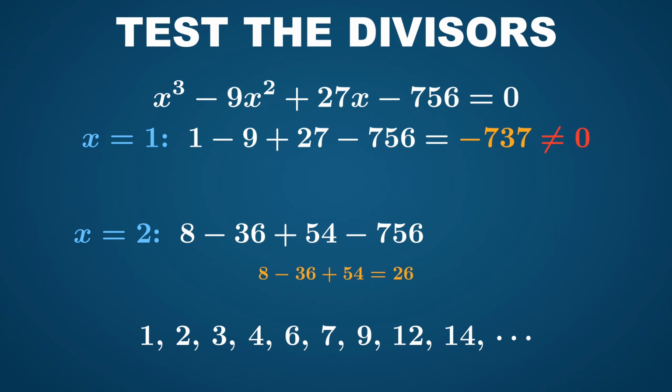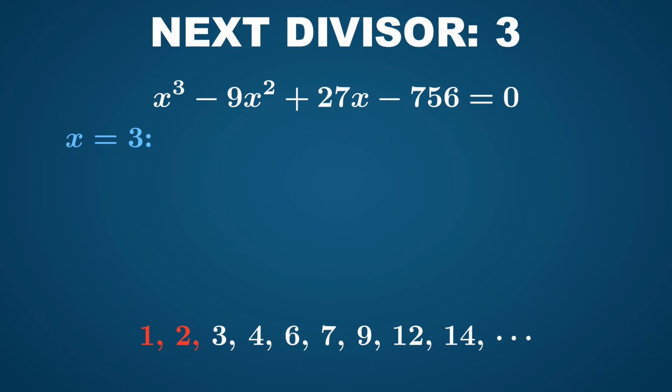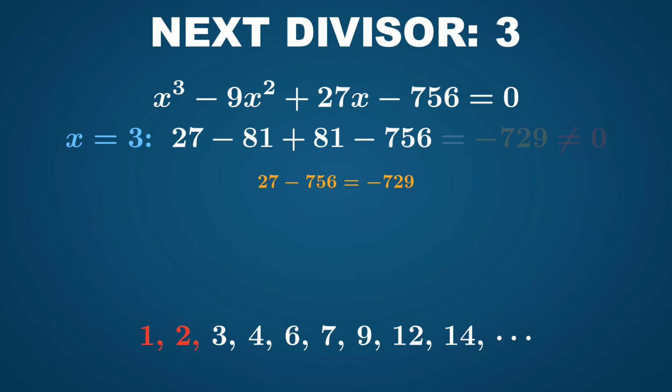That works out to 26 minus 756, which is negative 730. Still negative, so we move up to the divisor 3. Here 3 cubed is 27, and 9 times 9 gives us 81. The linear term is 27 times 3, which is also 81. So we get 27 minus 81 plus 81 minus 756 this time. The two 81 values cancel, leaving 27 minus 756. That equals negative 729, so 3 is not a root either.